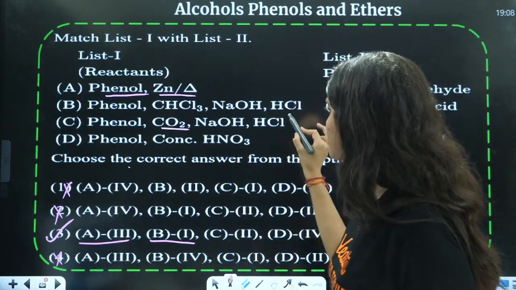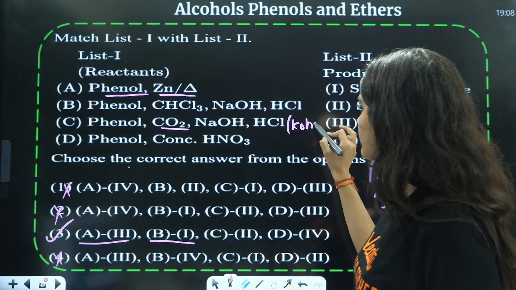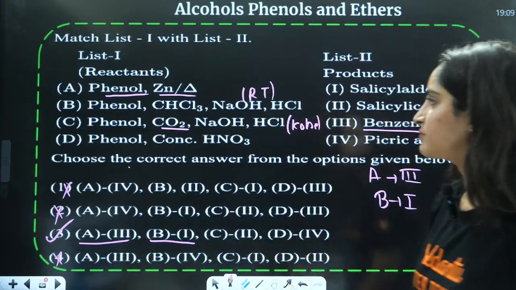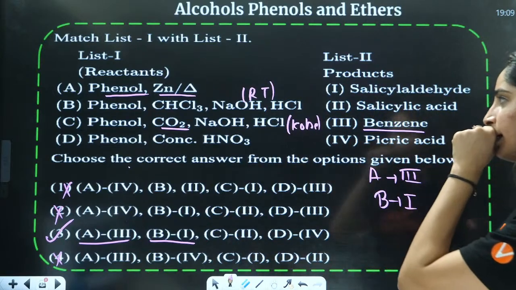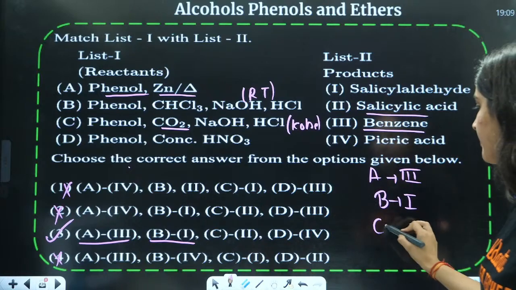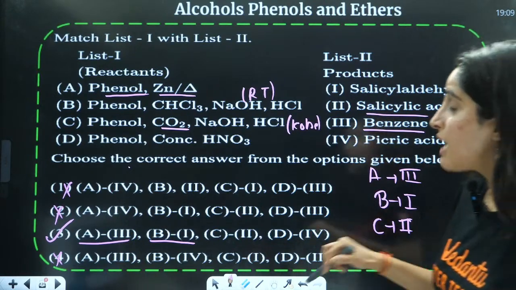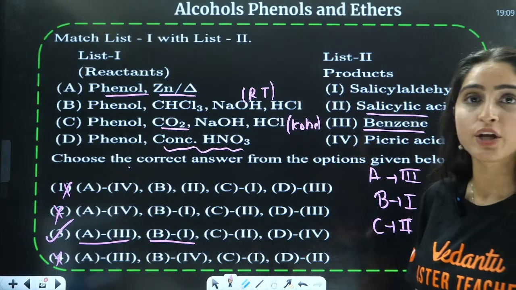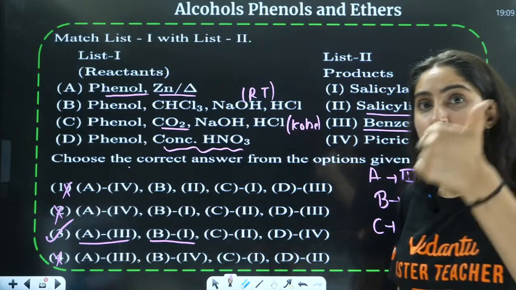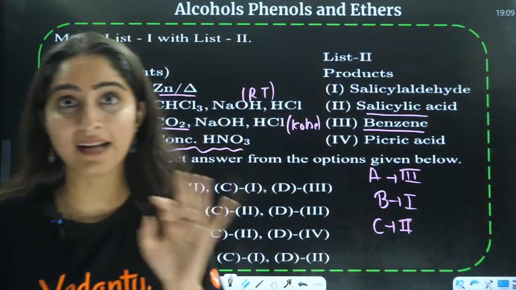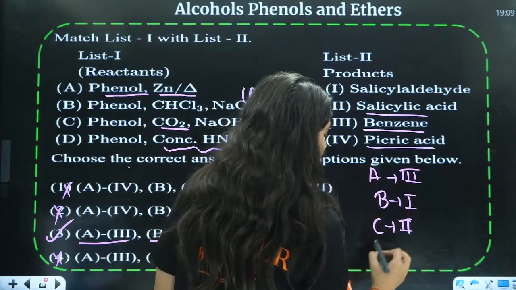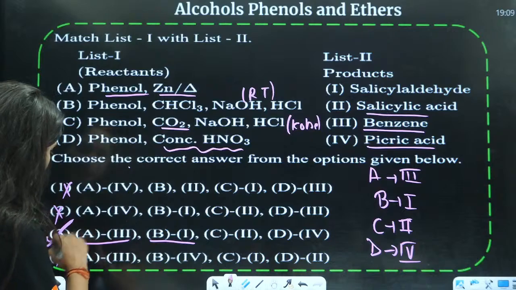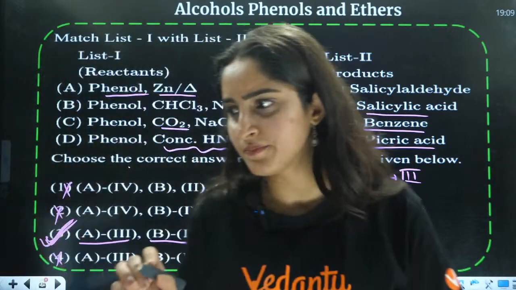Phenol with CO2. This is Kolbe's reaction. This is Reimer-Tiemann reaction. So here you will have the formation of salicylic acid. That means C is second. Last is with concentrated HNO3. With concentrated HNO3, you will have the formation of substitution at ortho and para position, both at the same time. So you will have the formation of picric acid. That means D is fourth. So C will become the correct answer. Wasn't it easy? Simple, easy question.